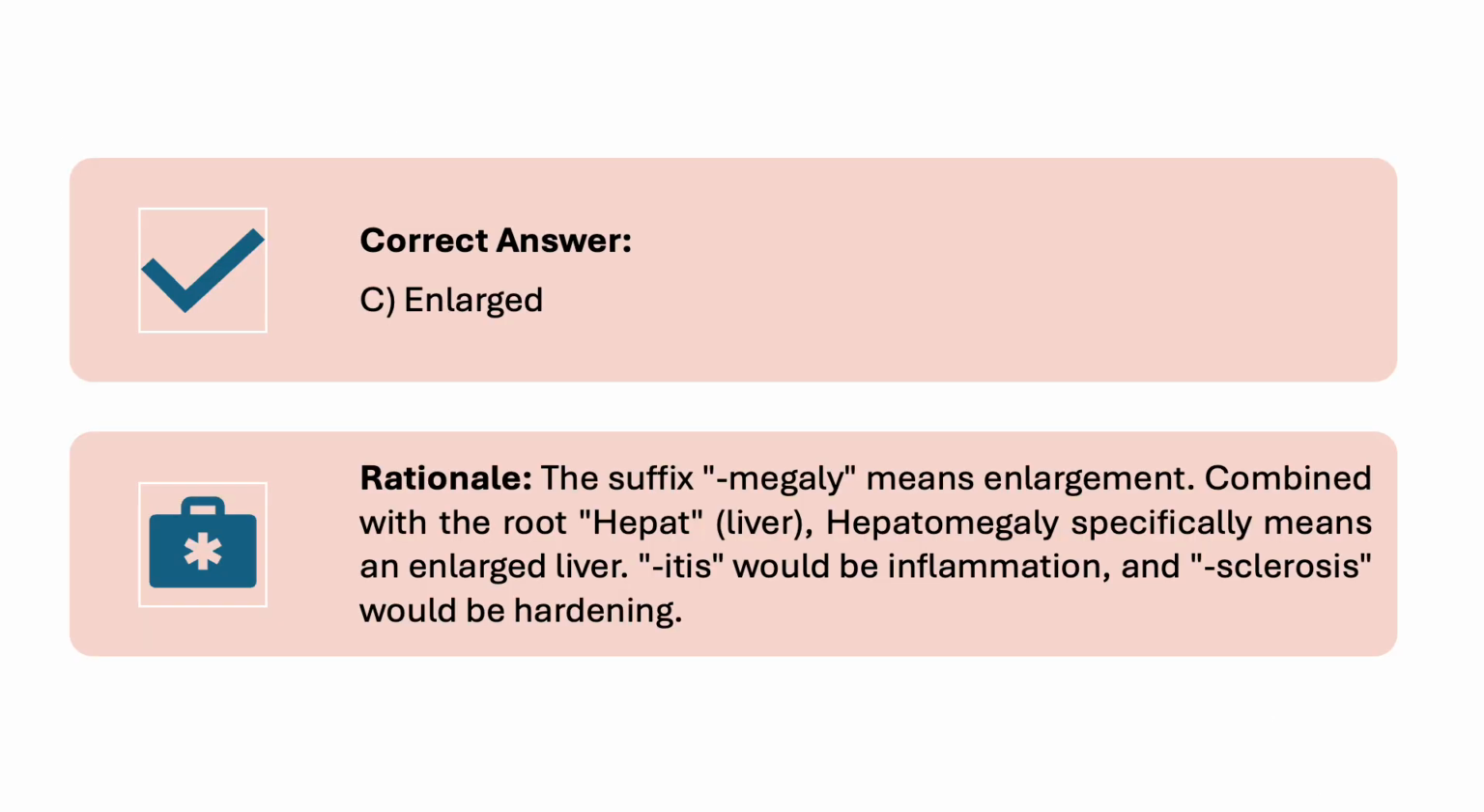Correct answer, C. Enlarged. Rationale. The suffix megaly means enlargement. Combined with the root hepat, liver, hepatomegaly specifically means an enlarged liver. Itis would be inflammation, and sclerosis would be hardening.